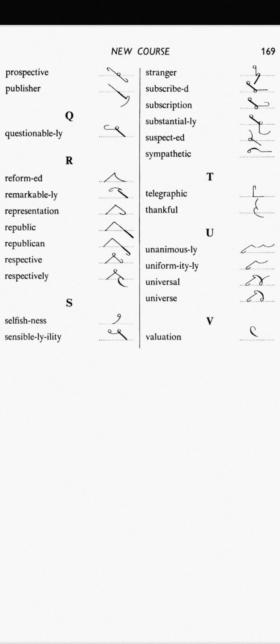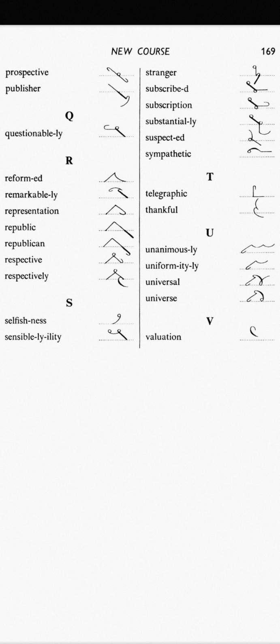P stroke with R hook on the line with S circle, another P with V hook through the line for prospective. P stroke on the line, B stroke through the line, ish with R hook through the line for publisher. Qua stroke above the line with S circle with B on the line for questionable and questionably. Upward R with F stroke on the line for reform or reformed.